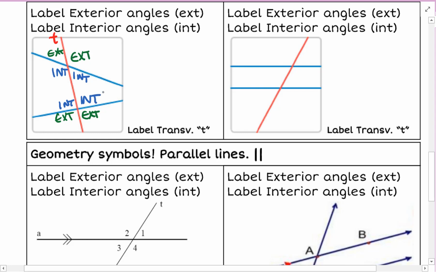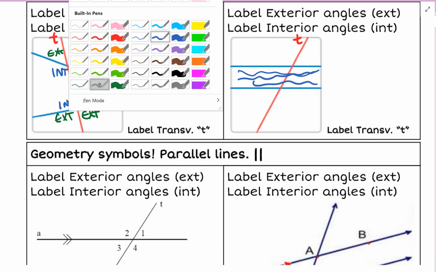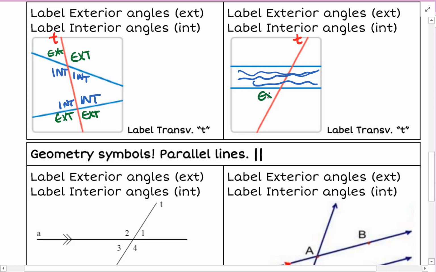Okay, let's do this one. Looks like this red line is our transversal. It crosses both the blue lines. The blue lines make up a little river. So my exterior angles are on the river banks. And my interior angles are inside.